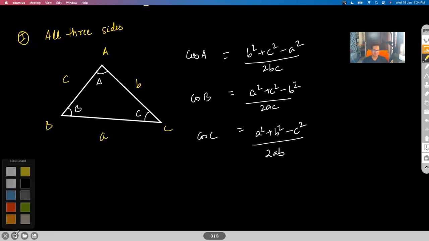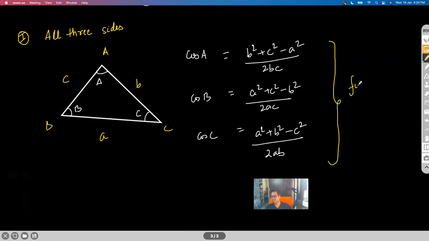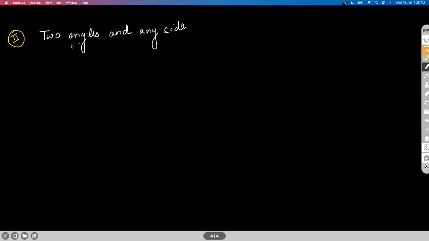All right. Let's take the second case. From here, I'll just write it down. From here, you can find your A, B, and C. Second case is where you have been given two angles and any one side. As I told you, three things must be given to you. So in this case, I'm assuming that you have been provided with two angles and one side. So how do you find the remaining?